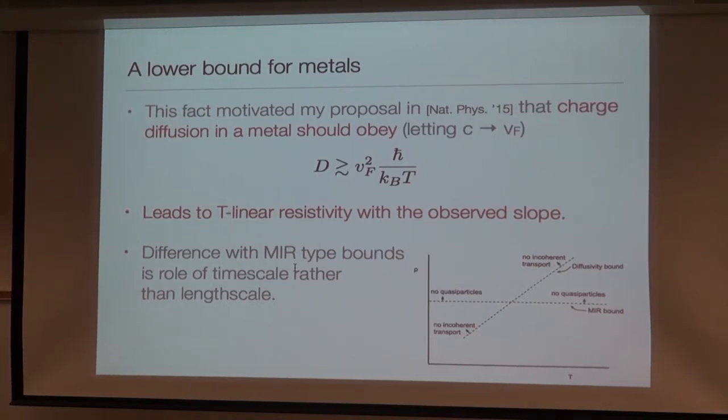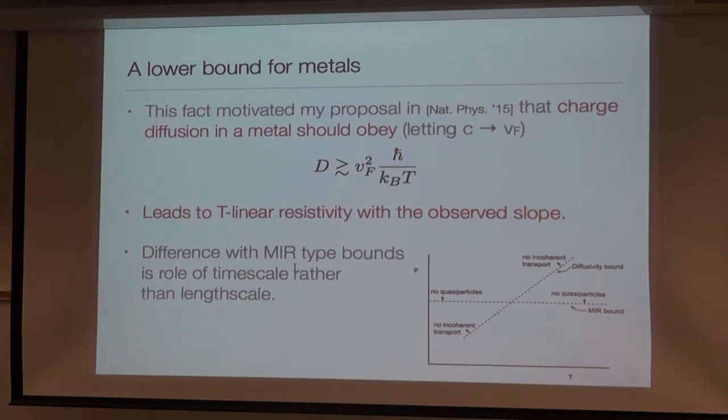And lo and behold, this will give you a T-linear resistivity if you saturate this bound, because there's something called the Einstein relation. It's sometimes said that the conductivity is the charge compressibility times the diffusivity. So in the same way that the viscosity was proportional to the momentum diffusivity, the conductivity is proportional to the charge diffusivity. Okay, and this chi, when you're degenerate, so below EF, is going to be a constant, right? And so then if this bound is saturated, then D will go like VF squared over T. And this is 1 over the resistivity. And so the resistivity is going like T, okay?